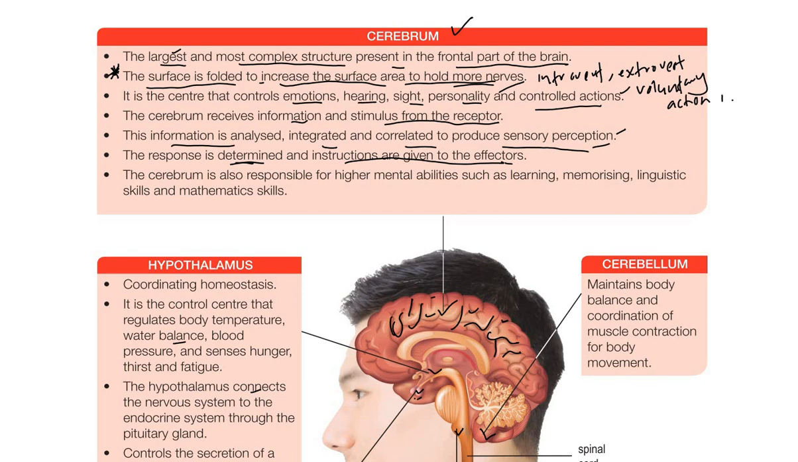Okay, the cerebrum is also responsible for higher mental abilities such as learning, memorizing, and linguistic skills. This is related to language and mathematics skills. So if you are good in mathematics or good in language, this means your cerebrum is very good, especially for a genius, a person who has a higher IQ. This is all controlled by the cerebrum.